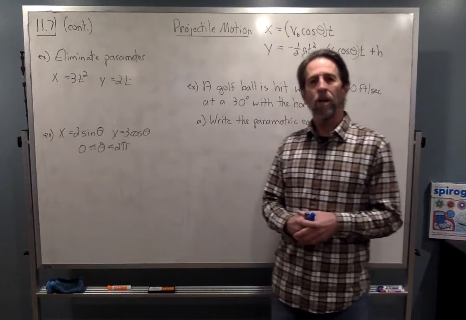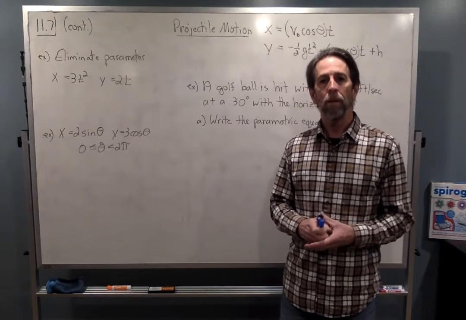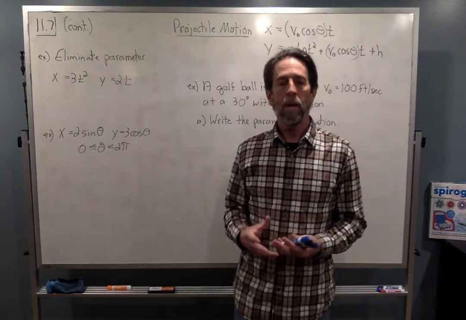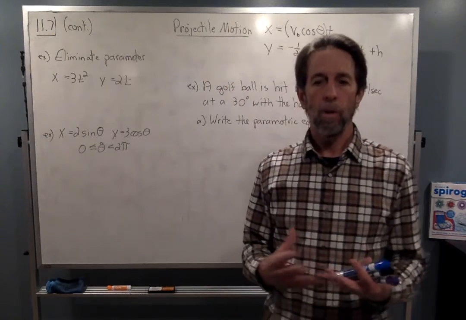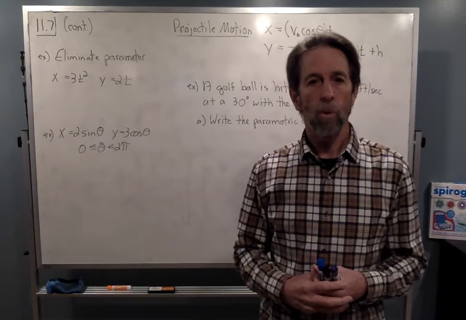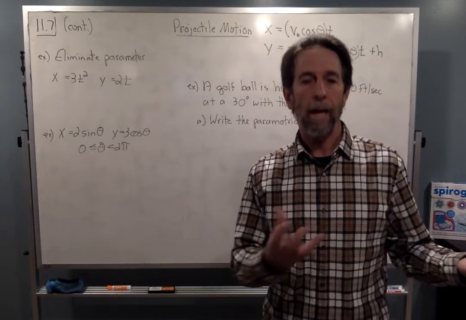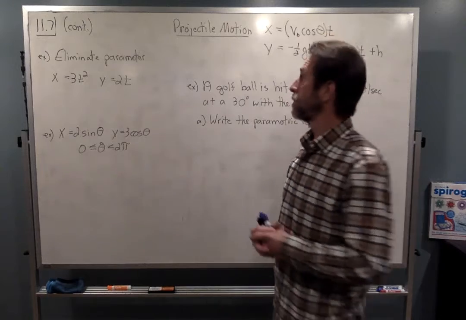Here I want to focus on eliminating the parameter. And what that means is we're going to have a system of parametric equations. By eliminating the parameter, we want to turn it into our standard rectangular form. So if you see that phrase or word rectangular, that's all it means, our normal x versus y function.